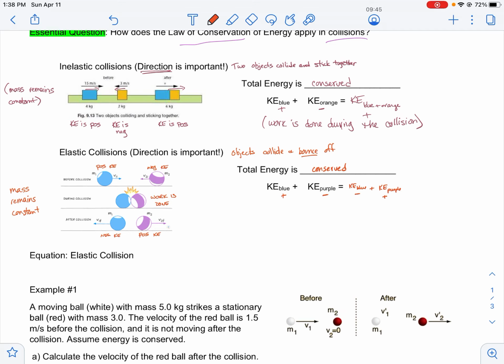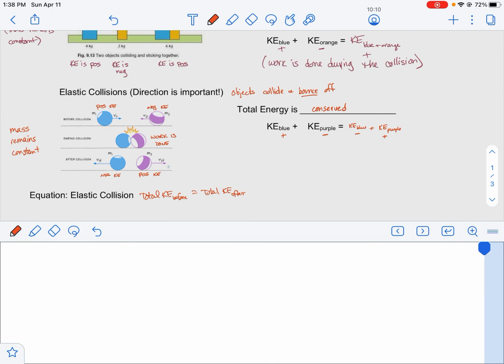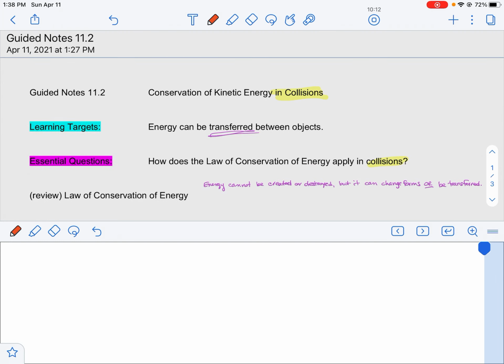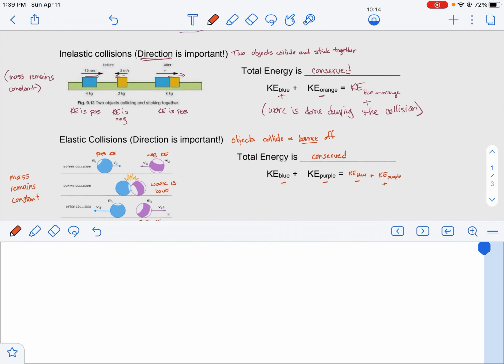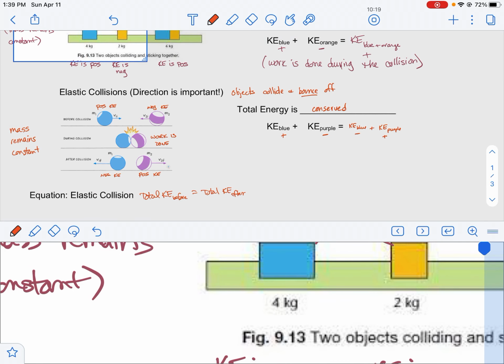Okay. And what we know then is that the total kinetic energy before this collision is going to be equal to the total kinetic energy after the collision. That's what the law of conservation of energy tells us. But we know that that total kinetic energy is split between the two balls. So we can say, well, that's weird. Where'd my box go? Let's try again. There it is.